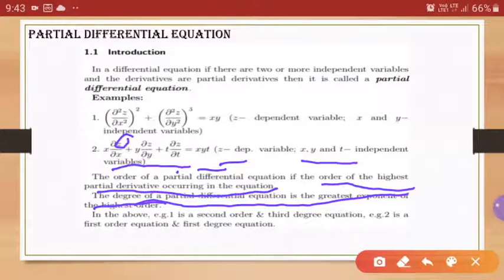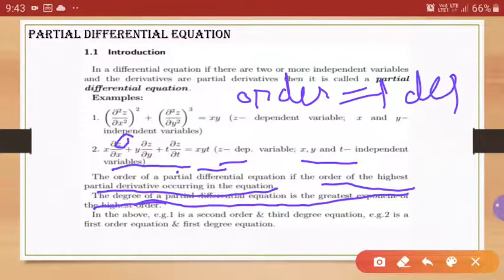So the order of this first equation is 2, and what is the power of that derivative? It is 2. So the degree is also 2 here, because del 2z means order is 2 and the power is 2.